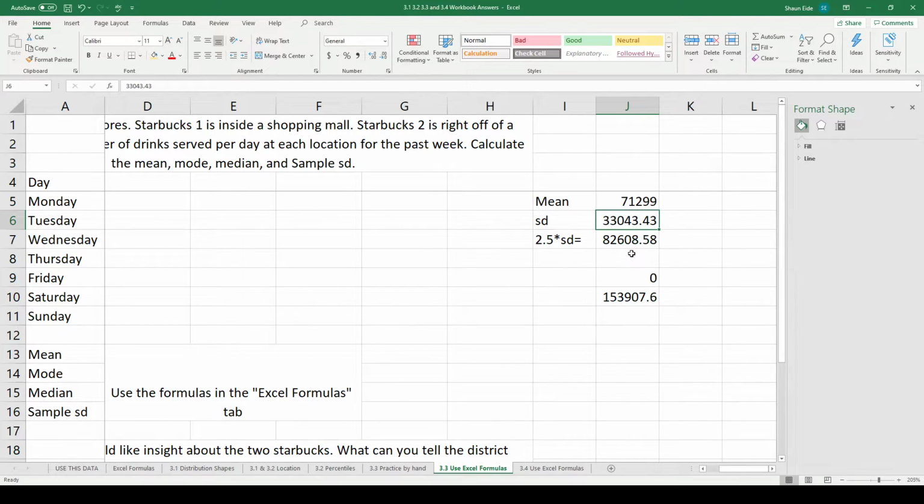So what Chebyshev's theorem says is that 84% of the observations are going to be within the mean plus or minus this value. If we subtract this value from the mean, it gives us a negative number, so we're just going to say 0. And if we add this number to the mean, it's going to give us $153,907.06.